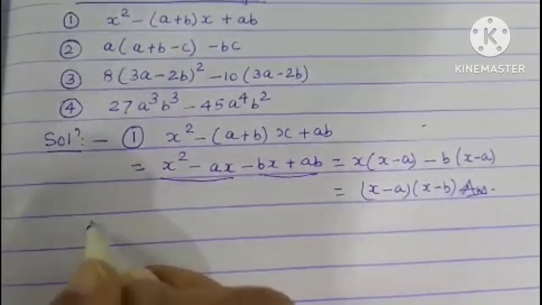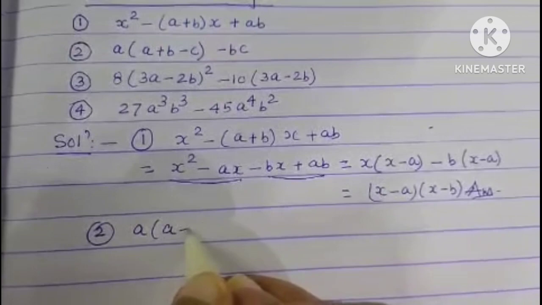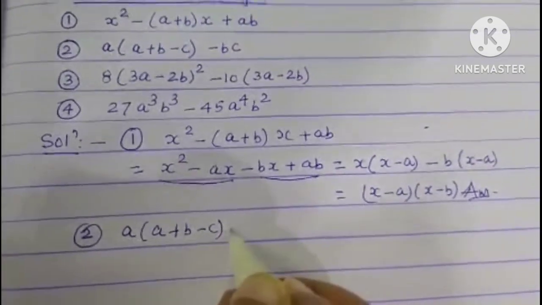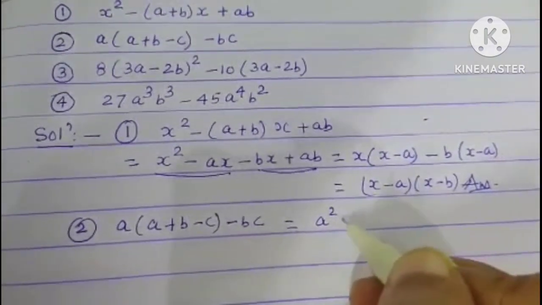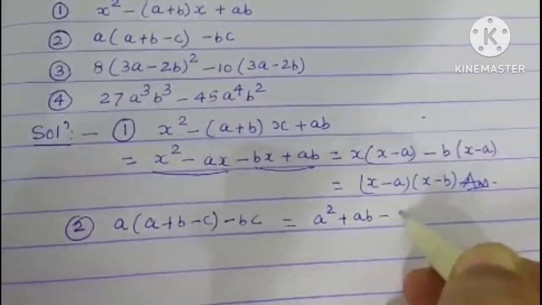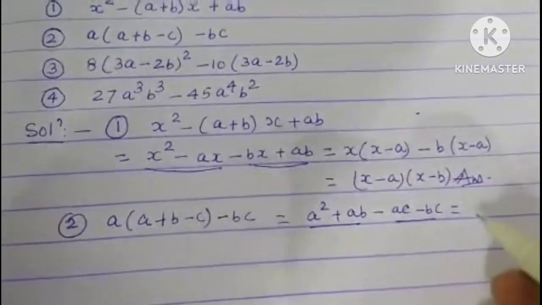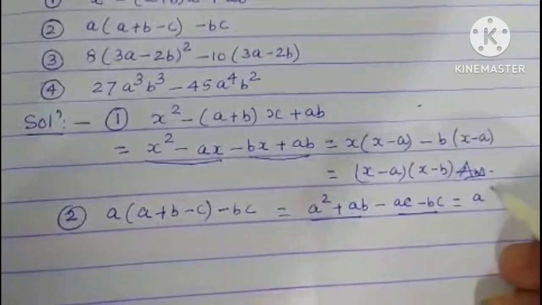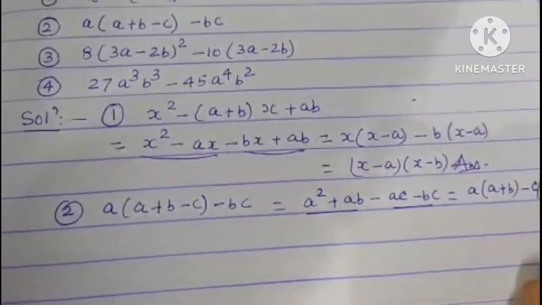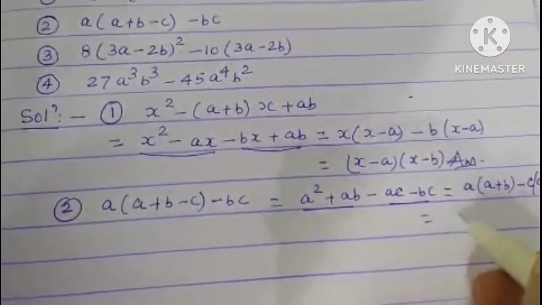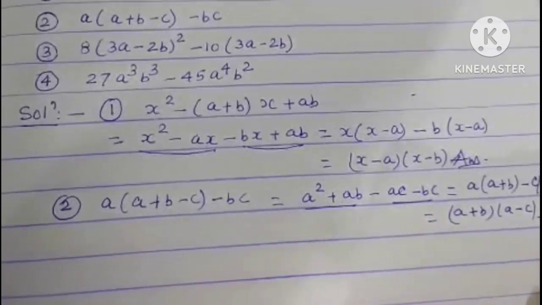So you can write this as (x − a)(x − b), and this will be our answer. Okay, let's check the second one. The second one was a(a + b) − c(a + b)... that is, a(a + b − c) − bc. Let us break this one. Here we will have a² + ab − ac − bc. We will take these two as a grouping, and here a common, (a + b), minus here c common and (a + b). So clearly we can write (a + b)(a − c) as our answer.